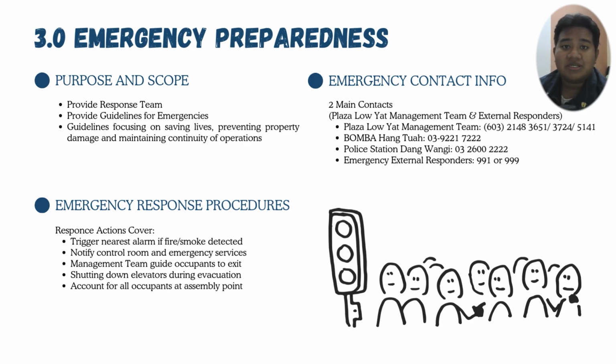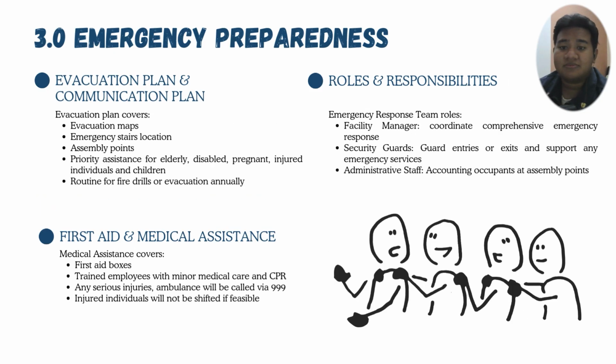For the emergency response procedures, the response action covers triggering the nearest alarm if fire or smoke is detected, and notifying the control room and emergency services. The management team can then guide the occupants to exit. Next, they will shut down the elevators during evacuation, and then all occupants at the assembly point will be accounted for.